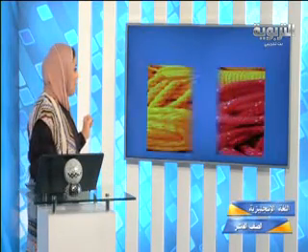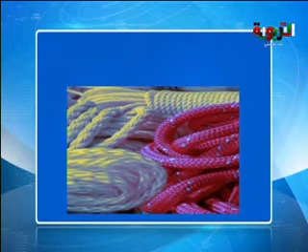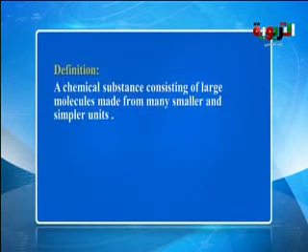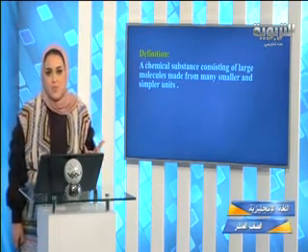Okay. Now, let us move to new words. You see in this picture here, we have what? What do we call them? We call these robes. Okay, we have robes. Now, we call the material that the robes here are made of polymer. So polymer is a noun, and it means a chemical substance consisting of large molecules made from many smaller and simpler units. So from this chemical substance, we can make robes and other plastic and other materials.